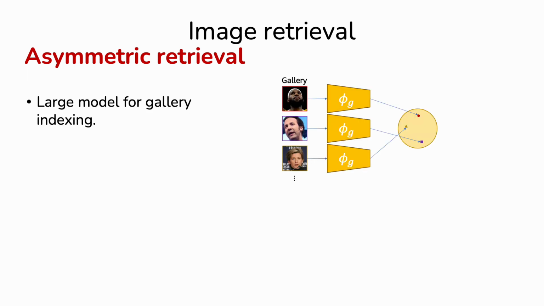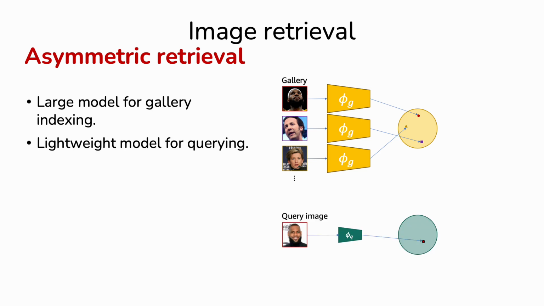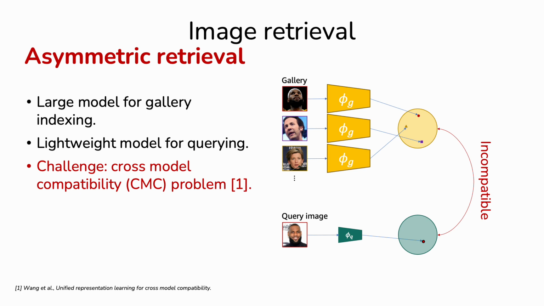Asymmetric retrieval makes a distinction between gallery indexing and querying. Since gallery indexing is a one-time offline process, it can be computed by a large model without being constrained by computational resources. To comply with user-side resource constraints, instead of using the large model for querying, a lightweight model is used. Asymmetric retrieval is not trivial, since embedding spaces of different models are usually incompatible, a problem also known as the cross-model compatibility problem.